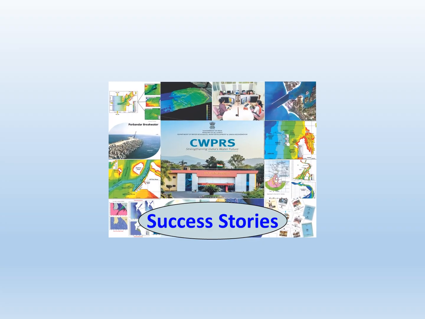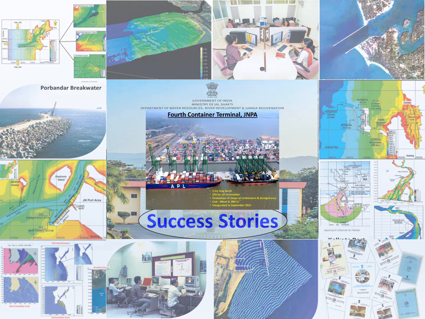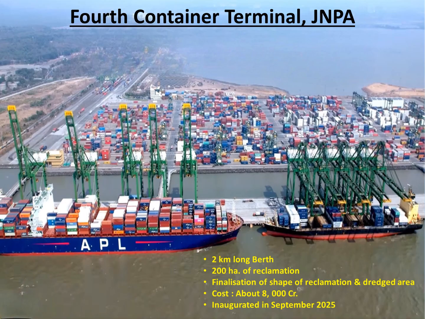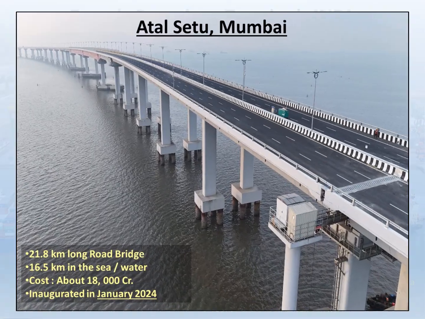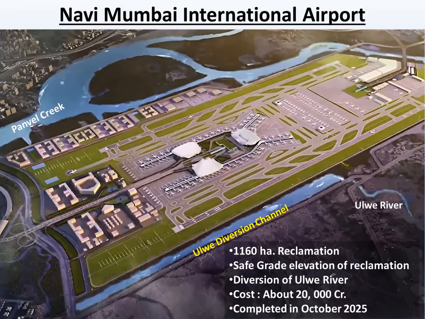CWPRS, India's premier research institute, has been at the forefront of coastal engineering for over 6 decades and has delivered numerous projects that continue to perform flawlessly. Its key contributions include finalizing the berth alignment and layout of 200 hectares of reclamation for the 4th container terminal at Jawaharlal Nehru Port. Other contributions include assessment of the impact of over 500 piles for the 22-kilometer-long Atal Setu Sea Bridge linking Mumbai and Navi Mumbai, while another landmark effort is the evolution of the diversion channel for the Ulwe River to ensure safe grade levels for the Navi Mumbai International Airport.